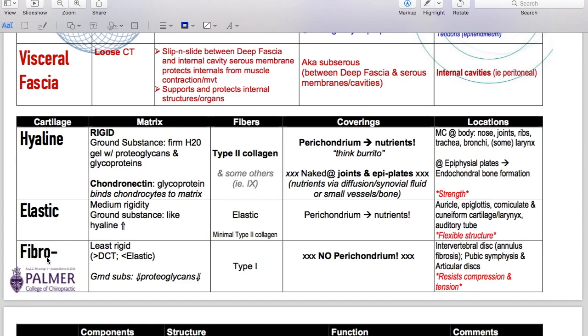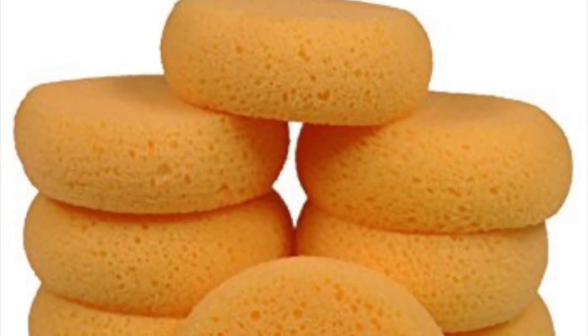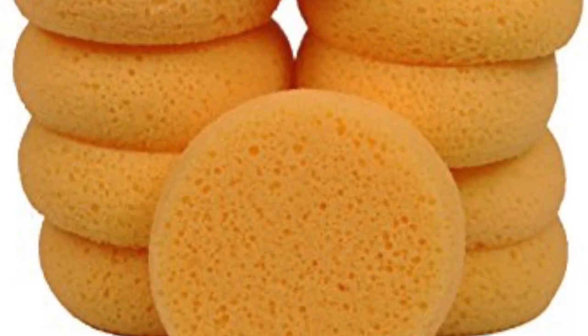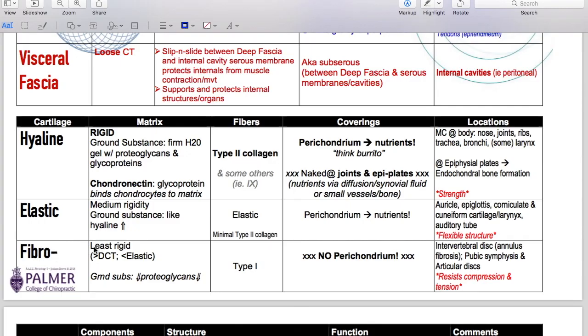Lastly, we've got fibrocartilage. I just left it with a dash here. So fibrocartilage is like a sponge. So it's the least rigid, but it still has fibrillar collagen in it. It has type 1 collagen. So don't let the function of it throw you off with the whole tough collagen being in it. It's the least rigid. It's the most flexible because it's built kind of like a sponge. It's got lots of empty space.